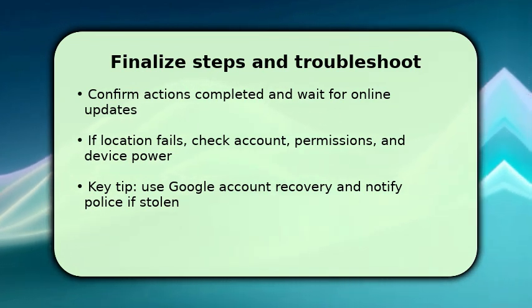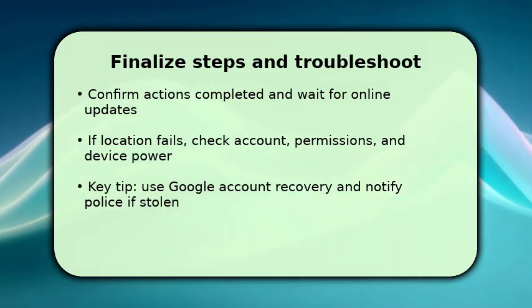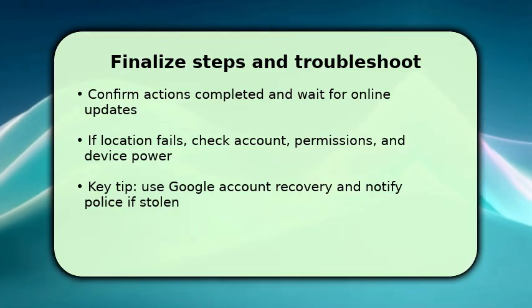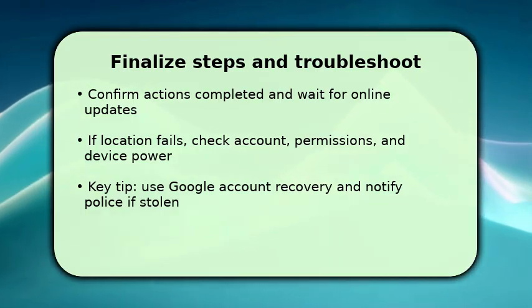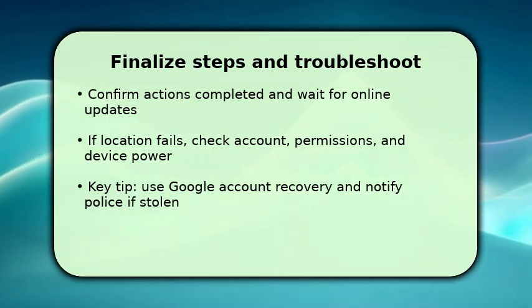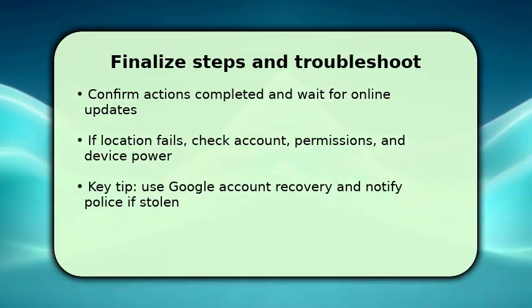If the device doesn't show a location, make sure you use the correct Google account, that location and Find My Device were enabled on the target phone, and that the phone has battery and network. If the app times out, sign out and sign back in to refresh tokens. If you suspect theft, preserve timestamps, contact local police, and provide the device details from the app.